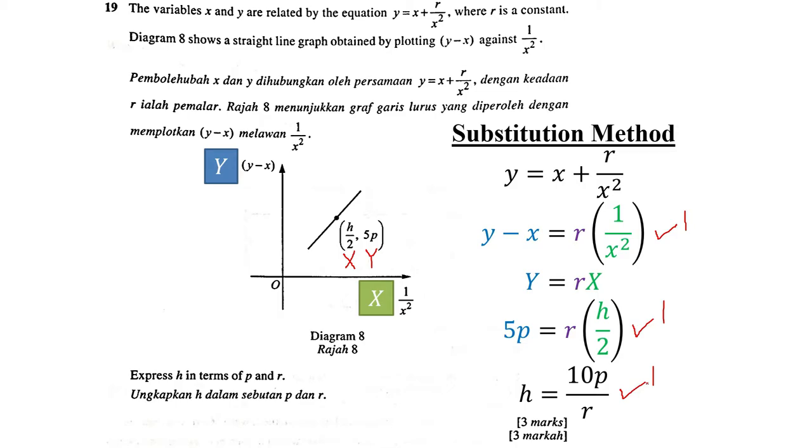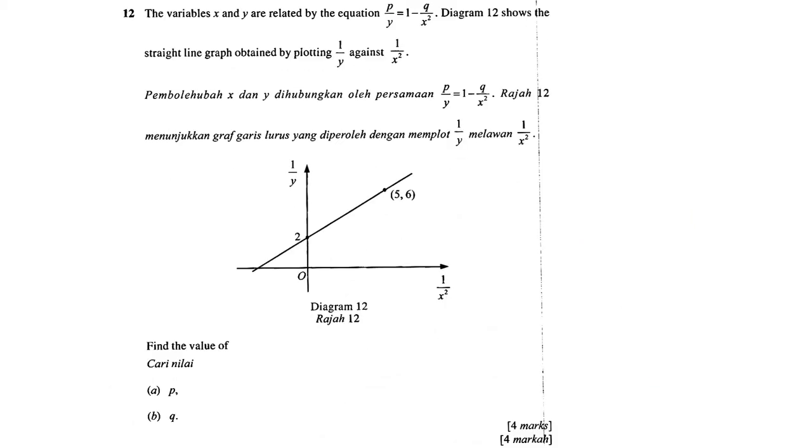Okay, now let us look at the second question I want to show you today. SPM 2012. A non-linear equation is given: p over y is equal to 1 minus q over x squared. And the question gives you the straight line of the linear form, where the big Y is 1 over y and the big X is 1 over x squared. The graph passes through the point 5, 6 and has a y-intercept of 2. Now, the question asks for the value of p and the value of q.